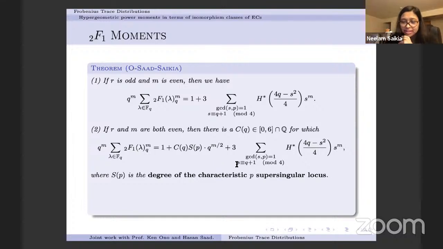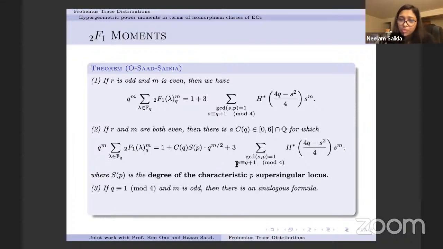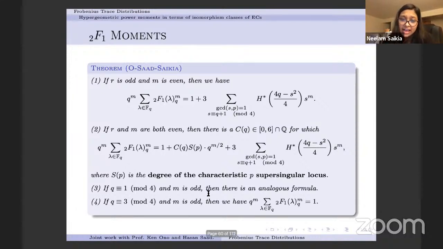Okay, so for the odd moments, the condition depends on the congruence condition on q. So if q is congruent to 1 mod 4, then the odd moments for this 2F1 hypergeometric function have an analogous formula like this, which we won't show you here because of lack of space. And if q is congruent to 3 mod 4, in this case we are lucky because the odd moments end up being equal to 1. So here there is no class number.